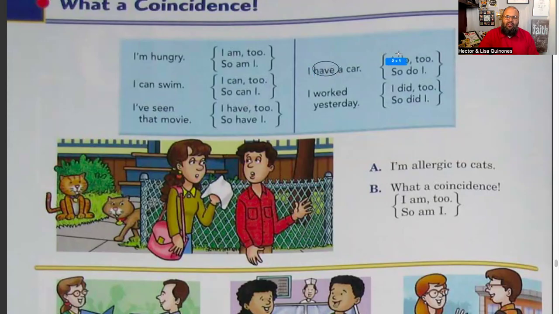So look over here. Have, we use the present form. Am, present form. Can, present form. I've, I have. Past tense, past tense.